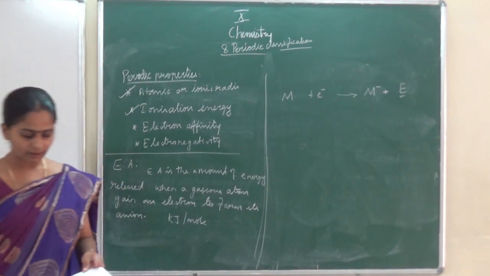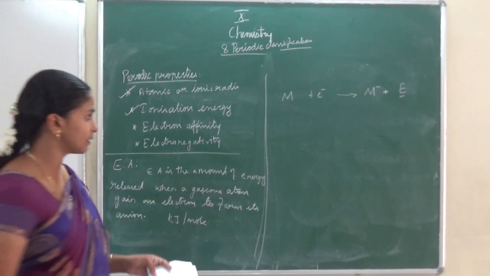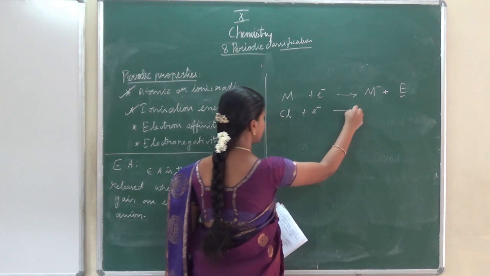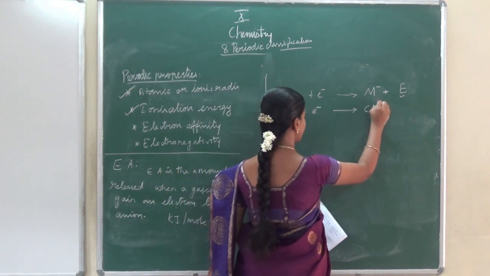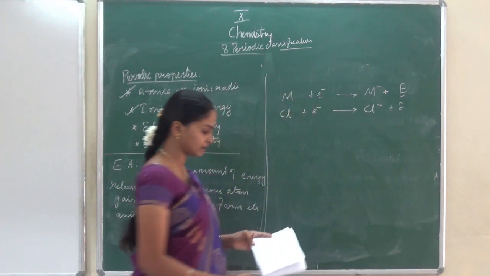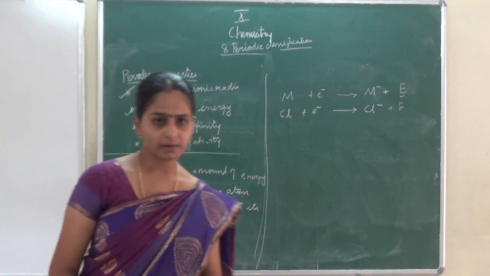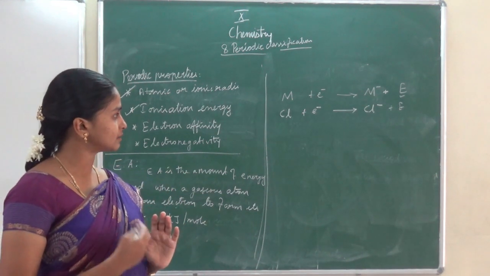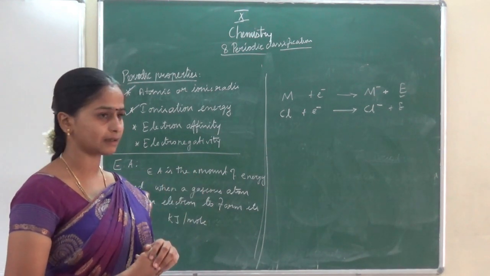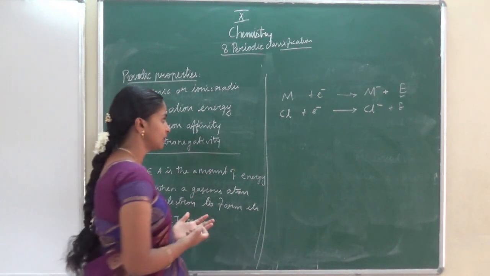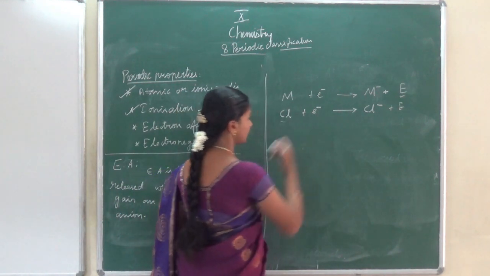One more question. Let us take one example, chlorine. When chlorine accepts an electron, it will become Cl minus and it loses some amount of energy outside. So here we can think why it should gain an electron. Why is it gaining an electron? What is the importance of this chlorine gaining an electron?